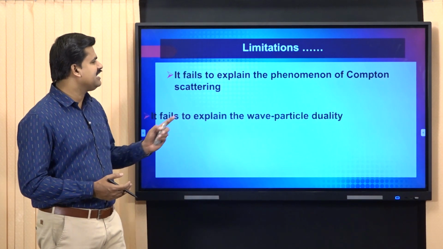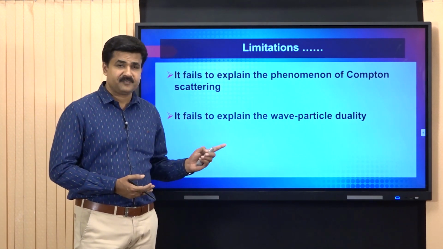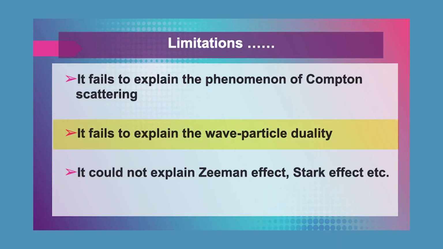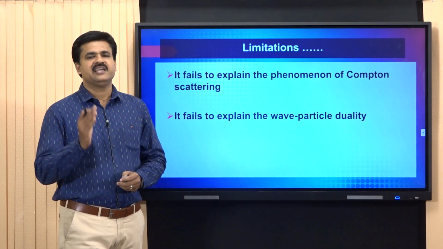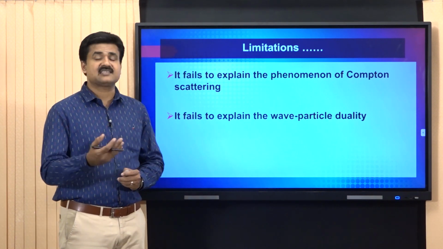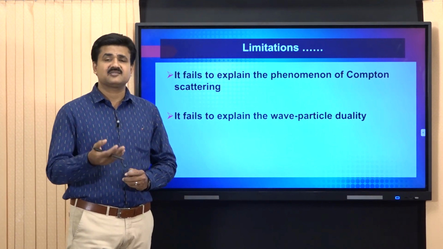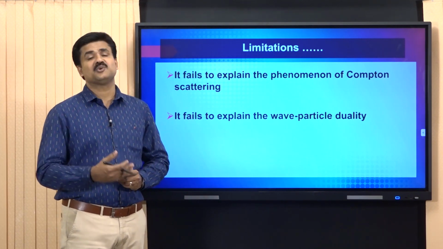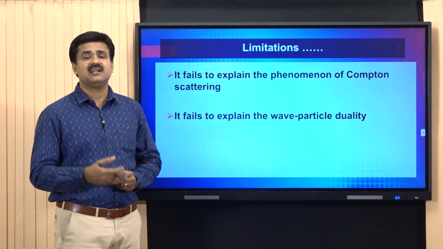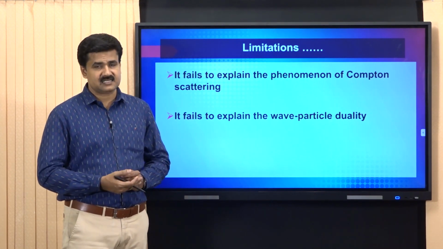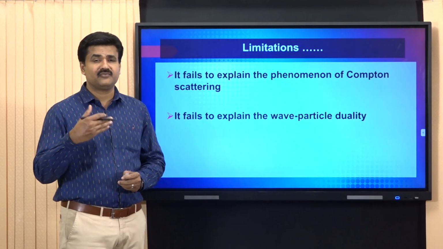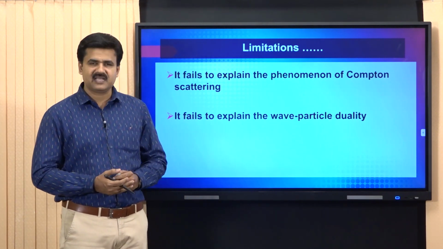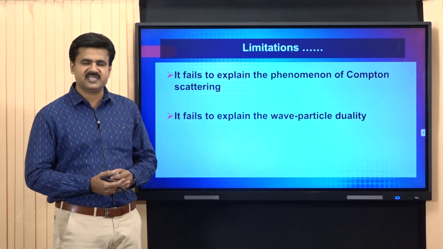Moving on to another limitation, that is the inability to provide an explanation to wave-particle duality. It should be noted that light has wave character as well as particle character. According to de Broglie, matter also has wave and particle nature, that is, dual nature. Such dual nature of matter cannot be explained on the basis of classical mechanics. This is another serious limitation.